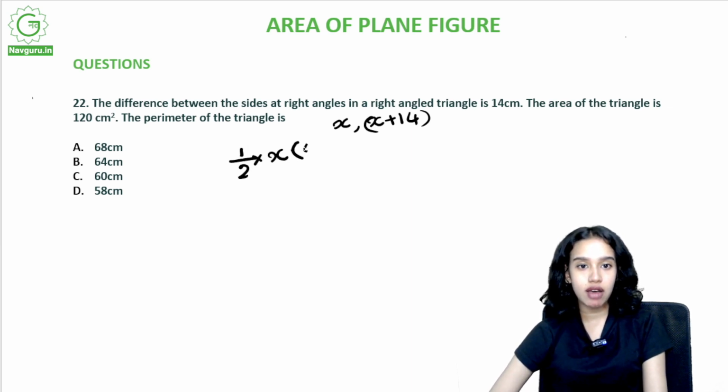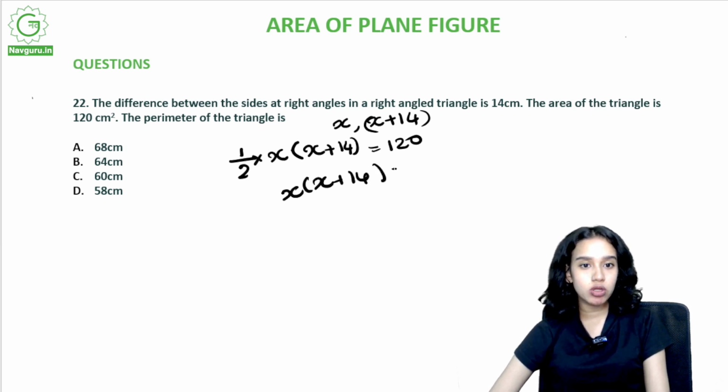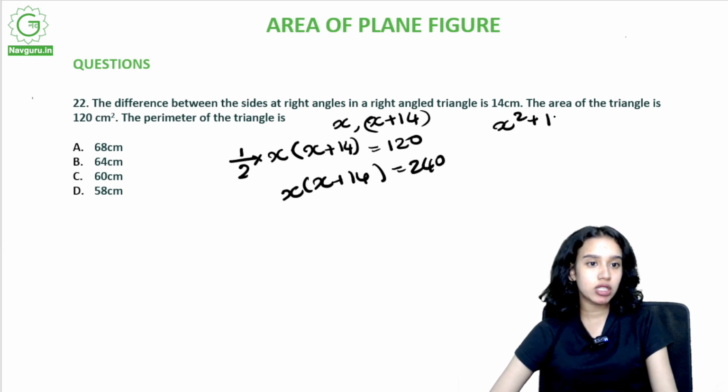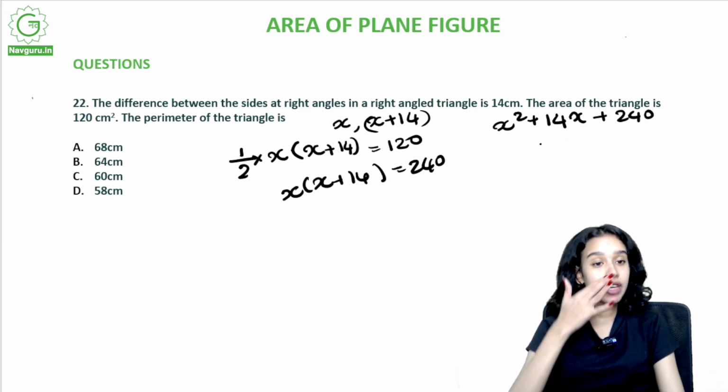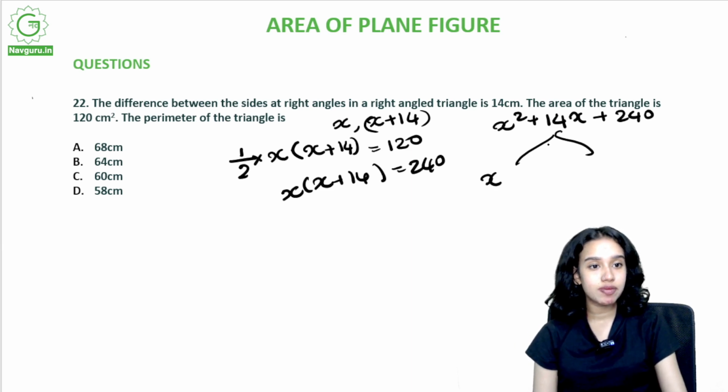So this becomes half into x plus 14, which is equal to 120. So this becomes x into x plus 14 is equal to 240. So this becomes x square plus 14x minus 240, right? Now we have to split this equation into the terms of x.